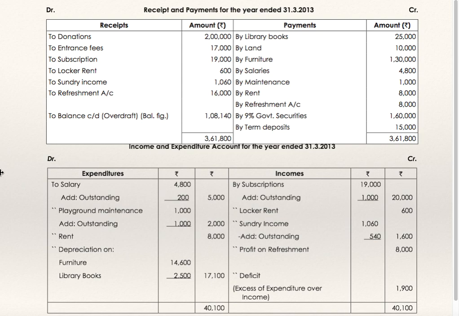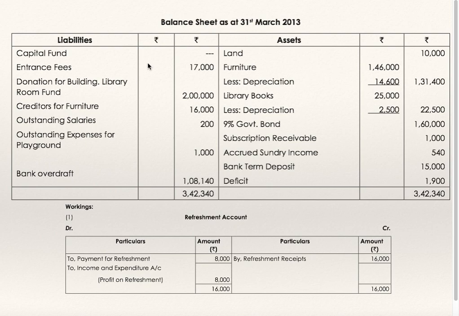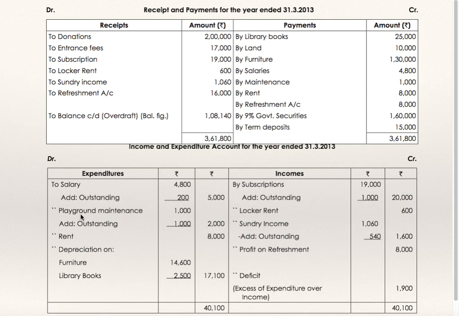Now I will show you how this will not appear in the income expenditure account. I will show you how it will appear in the balance sheet. Donations 2 lakhs. Library books 25,000 less depreciation, 9% government bond and bank term deposit. Now this depreciation will come on the expenditure side. Depreciation on library books 2,500.